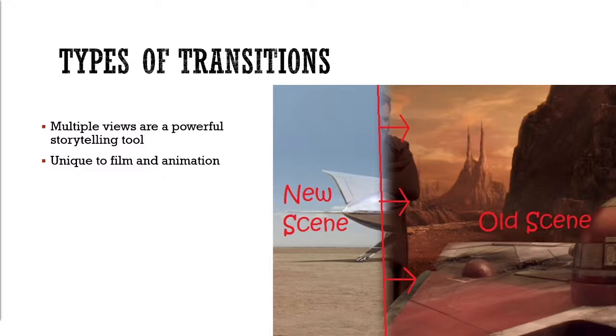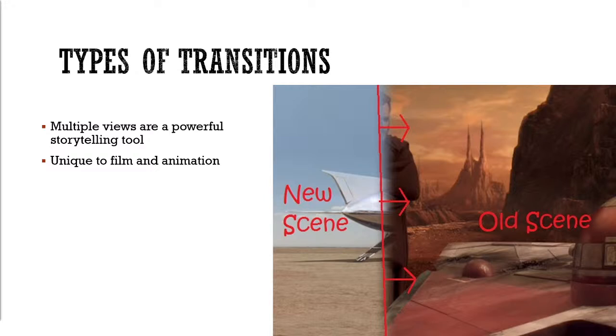So how do you transition between scenes or shots? Multiple views are a powerful storytelling tool, as you can see. Being able to go back and forth between shots lets you focus the viewer's attention, and lets you do really cool inventive stuff. If you've ever been in a class where I have you write a paper, you'll hear me usually say that your content's important, but the thing that really makes your paper sing is the way you transition between topics. That can be true of film and animation as well.